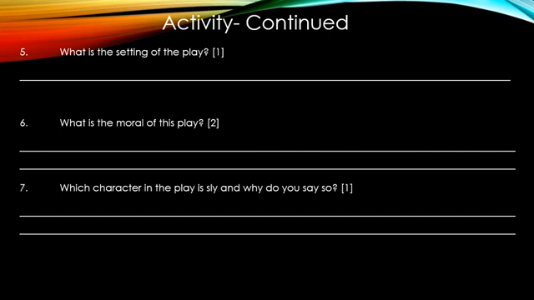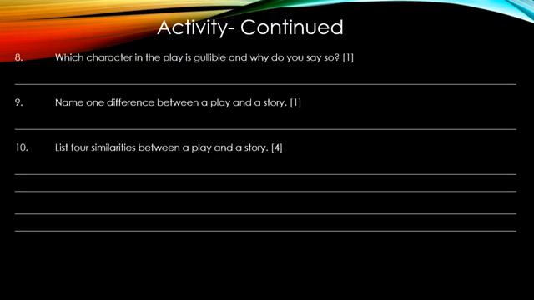7. Which character in the play is sly and why do you say so? If you're sly, it means that you are sneaky. 8. Which character in the play is gullible and why do you say so? Gullible means that you believe everything other people tell you. 9. Name one difference between a play and a story. We discussed that at the beginning of this lesson. 10. List 4 similarities between a play and a story. So what are 4 things that are similar or almost the same between a play and a story?